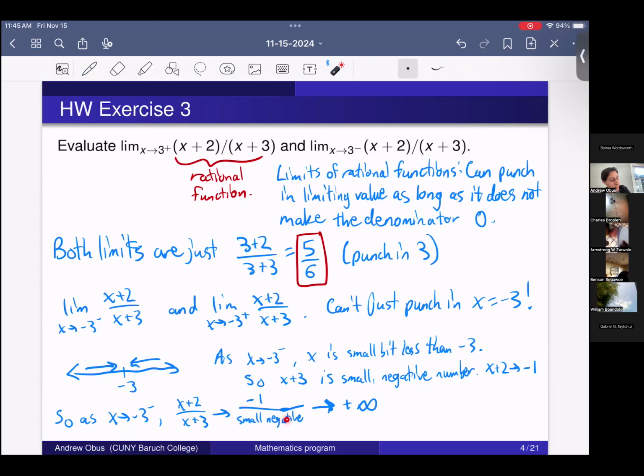So we got -1 over something going to 0. So it's going to be some kind of infinity, but it's going to be positive infinity because both the numerator and the denominator are negative when we approach -3 from the left, right? This is negative over negative. So we're going to get positive, and it's going to be positive infinity. Okay, so the limit as x approaches -3 from the negative side of this rational function is going to be positive infinity.